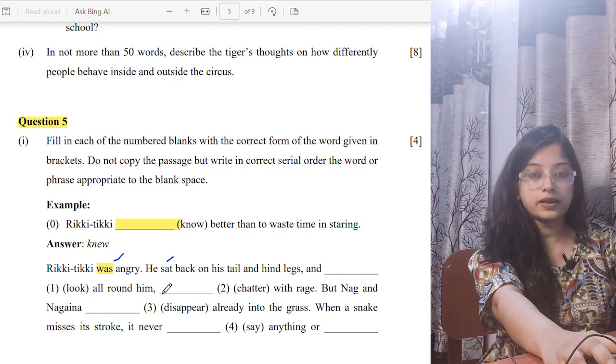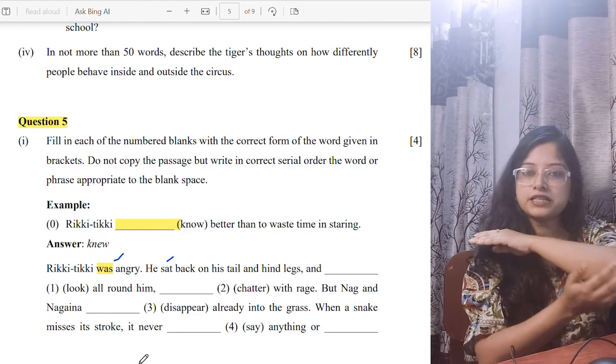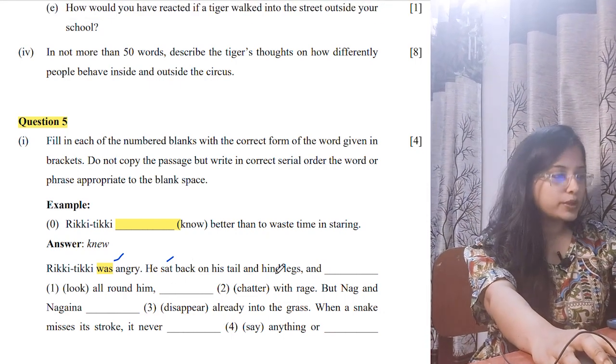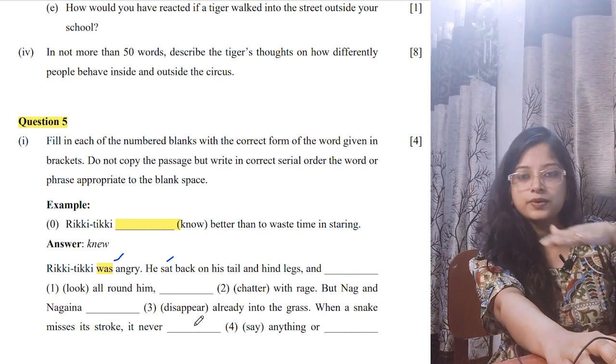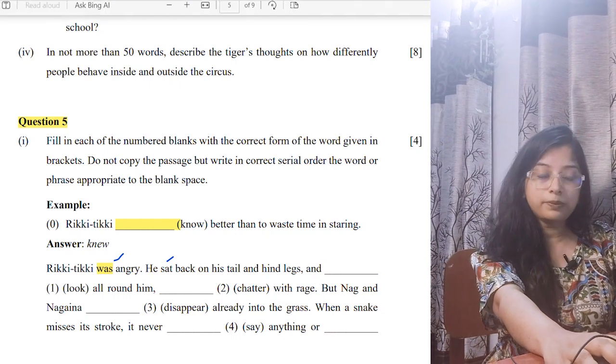Now you ask yourself, which past? Is it happening sometime before this past form? Should it be the past perfect form? No. It is the same time. So it will be chattering, chattering with rage. But Nag and Nagaina. Now of course this is a continuous action that is going on. So everything will be in the past.